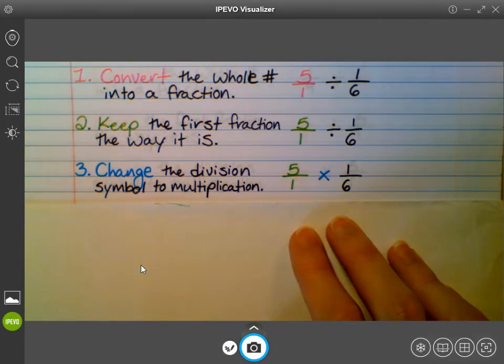We're going to do another step that's going to make this work. So we keep the first fraction the way it is. We change the division symbol to multiplication.